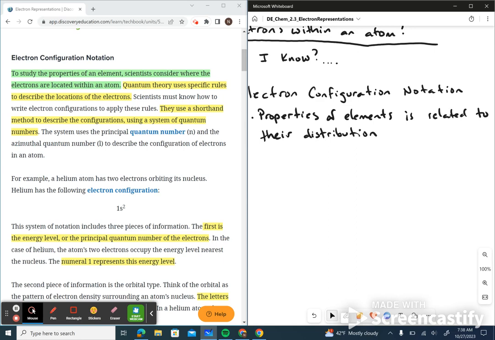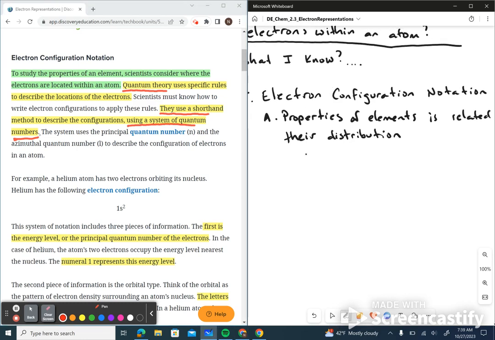Now we jump into kind of an argument here. Quantum theory uses specific rules to describe the location of the electrons. I'm in paragraph 1 here. They use shorthand methods to describe using a system of quantum numbers. All right, so that seems like that's useful information for us.